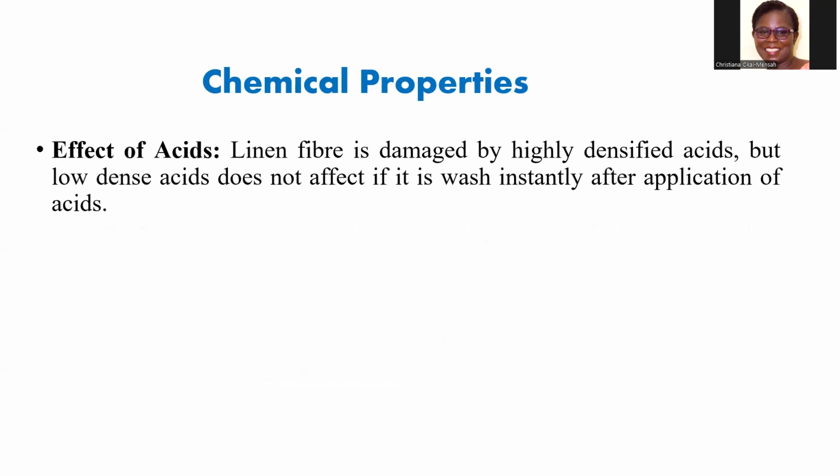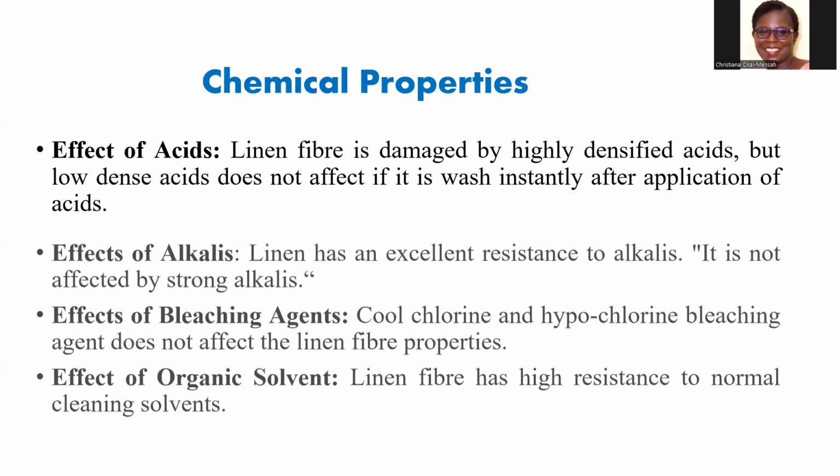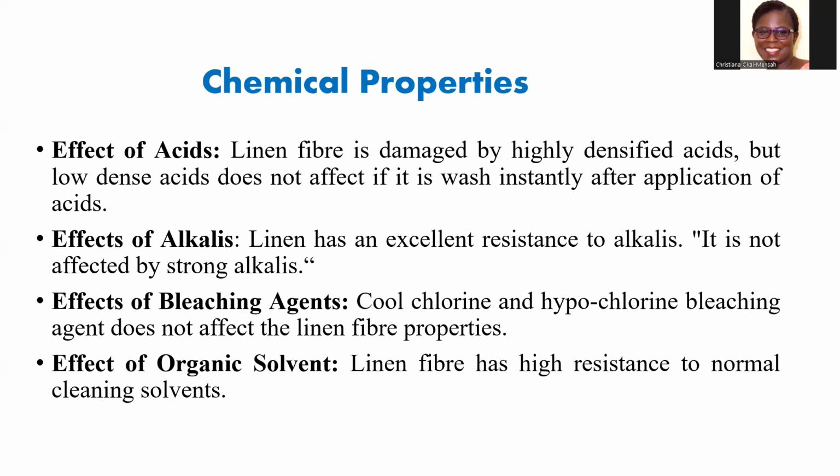So let's look at the chemical properties of the flax fiber. Effect of acid: linen fiber is damaged by highly concentrated acid, but low concentration acid does not affect it if it is washed immediately after application of acid. They are from the plant family, so they are not friendly to acid, but they are friendly to alkalines. Effect of alkaline: linen has an excellent resistance to alkalines, so it is not affected by strong alkalines. So when you want to process flax, it is best to use alkaline or base chemicals. Effect of bleaching agents: cold chlorine and hypochlorite bleaching agents do not affect the linen fiber properties.